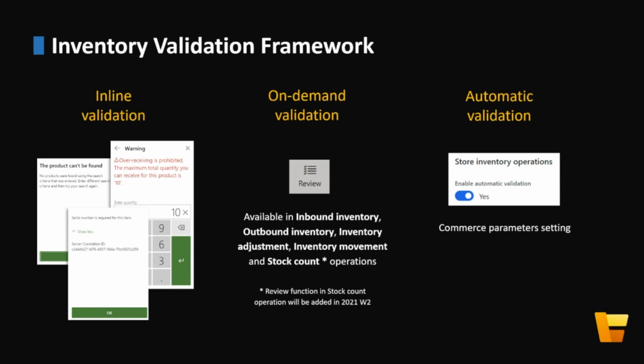Now, the third framework I want to talk about today is the inventory validation framework. As you have noticed, most inventory operations in point of sale require users to provide data as part of the end-to-end flow. For example, the product number, quantity, location, serial numbers, etc. And the data will eventually be processed by headquarters business logic. So it is important to ensure that the entered data is valid and complete to avoid processing failure.